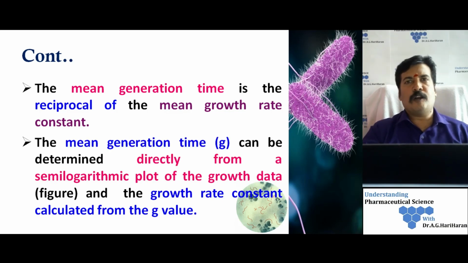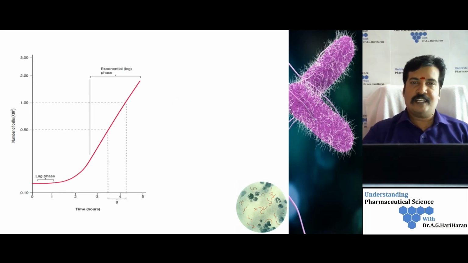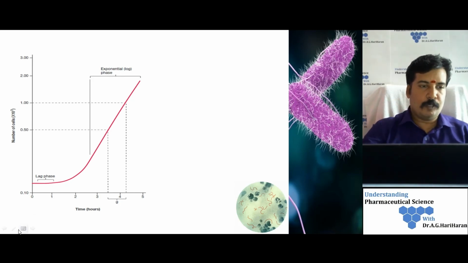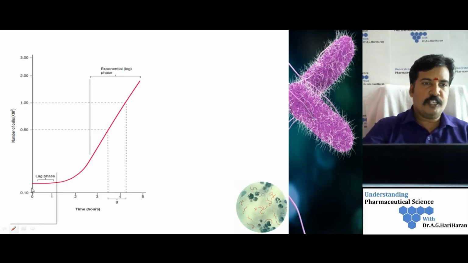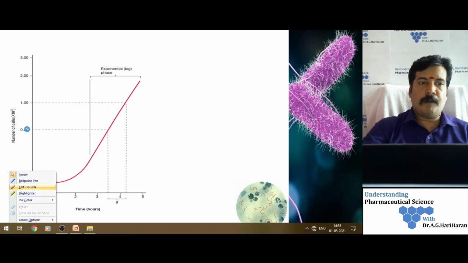So we can calculate this mean generation time directly from the graph. Also we can calculate it from the equation. First I will tell you how we can calculate it from the graph. Let's consider we have inoculated a bacteria, and it shows a particular growth. Then we calculate the mean generation time. How can we do it from a graph? In this graph, after the log phase, we have to calculate the mean generation time, that is G.